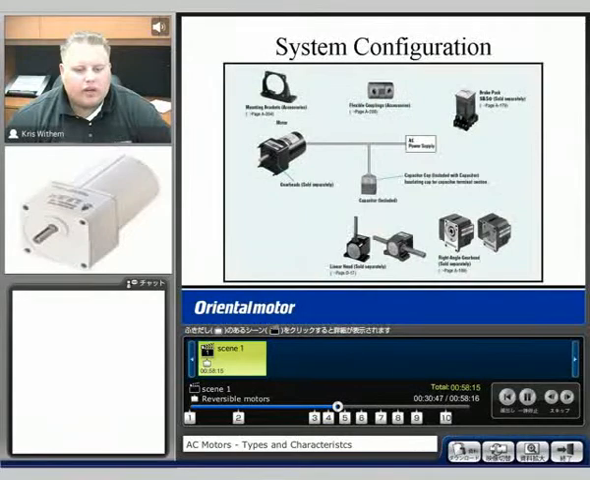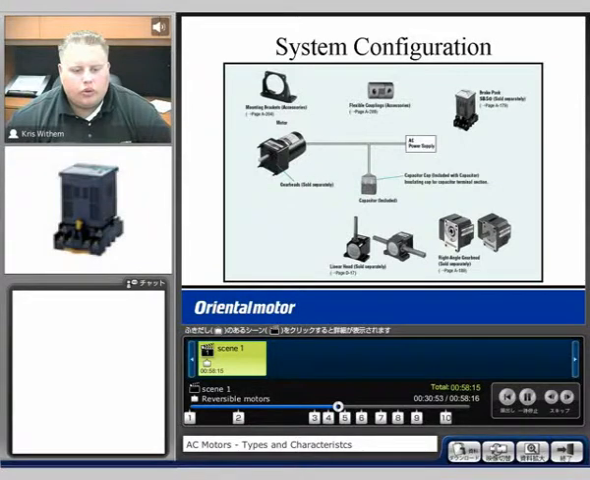If we look at system configuration, what's available here is basically the basic system of our motors. It's going to include the actual motor and gear head right here, along with the capacitor that's required, and it will come with your motor. The AC power supply is not supplied by us. That would depend on coming from your wall outlet or some other type of power supply.